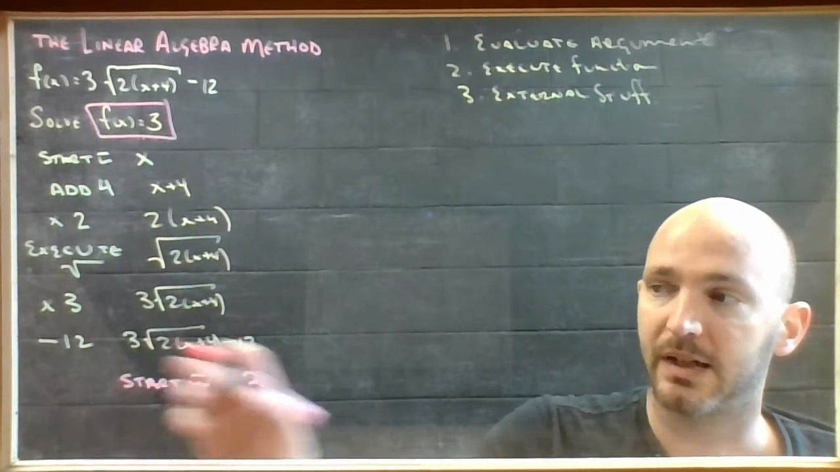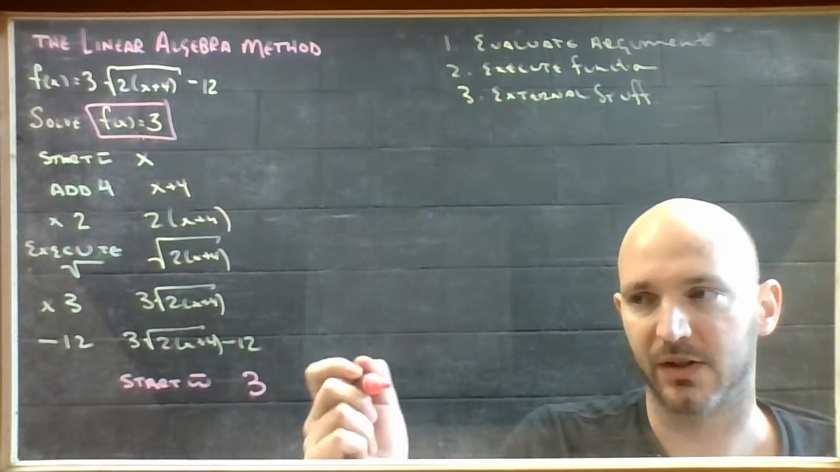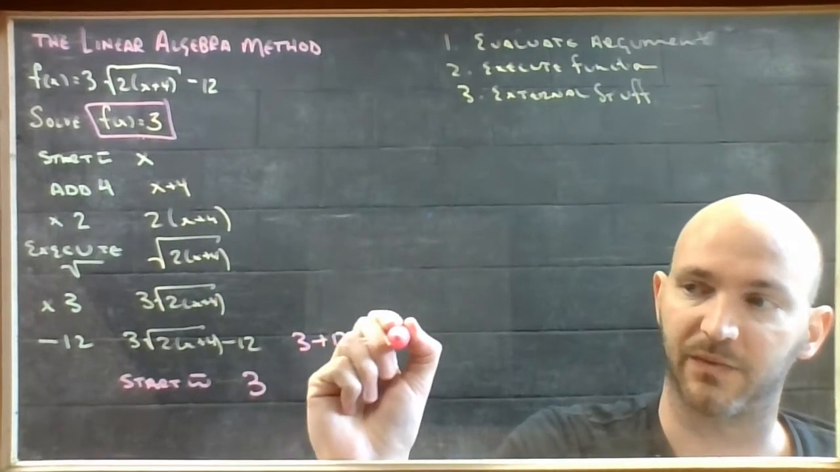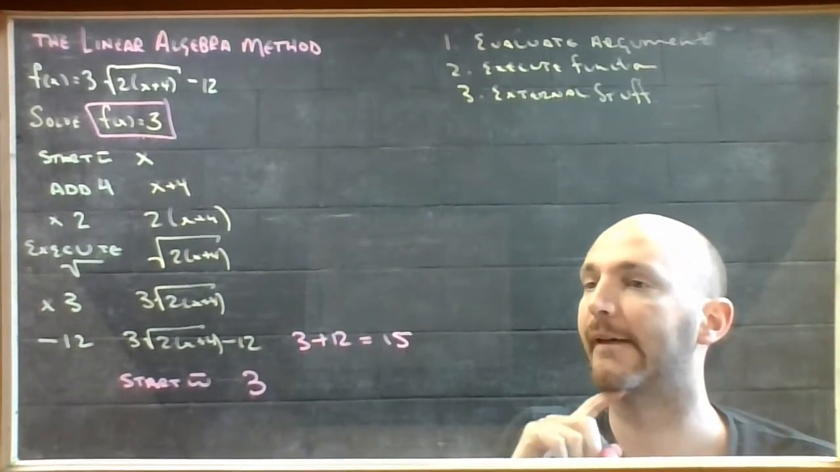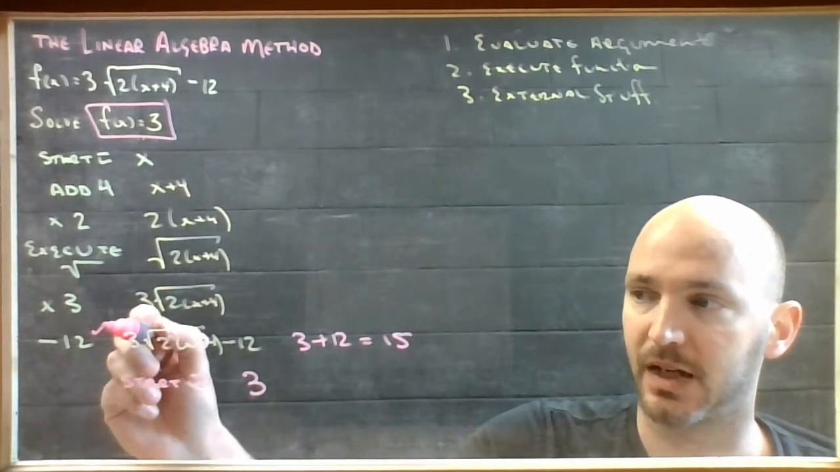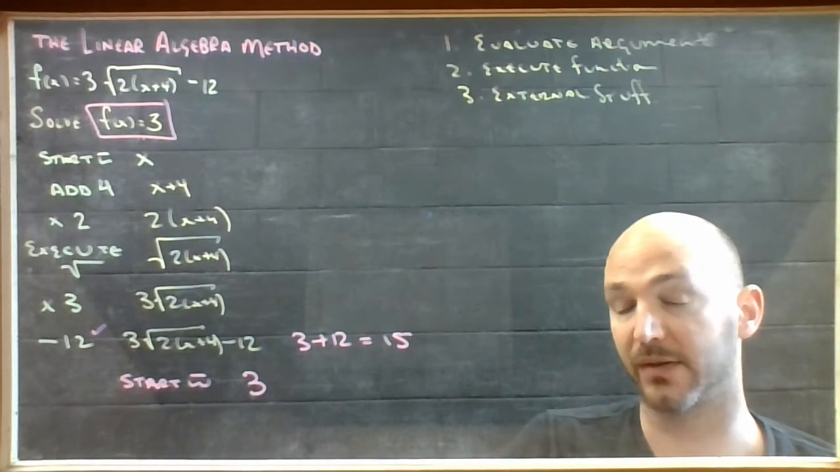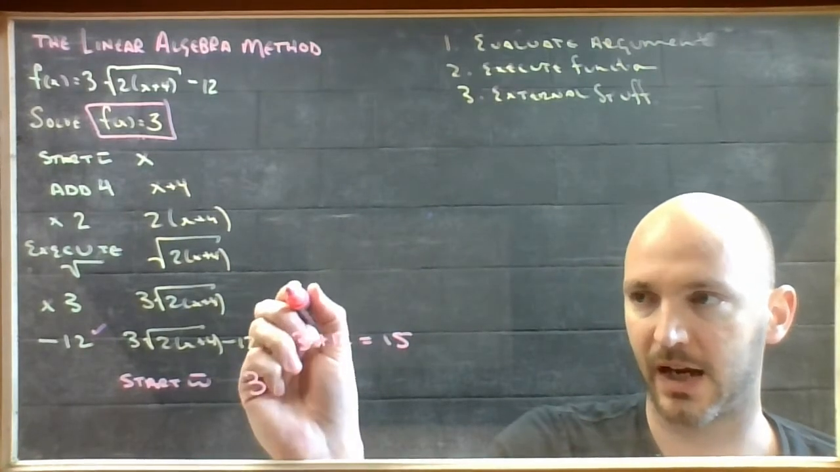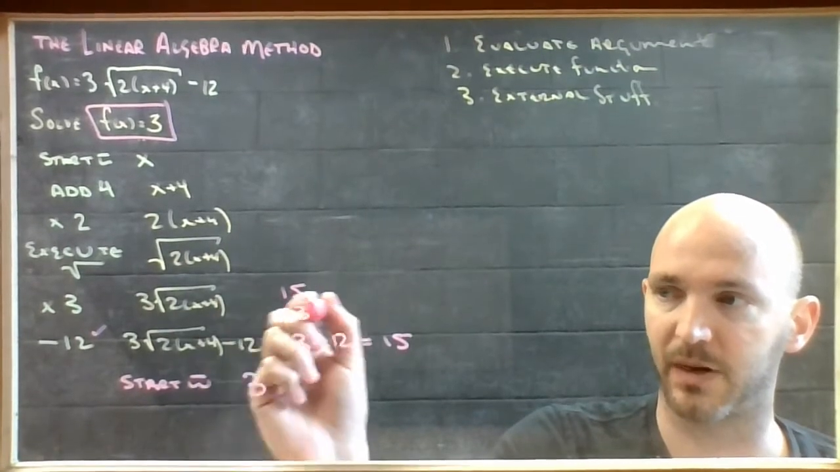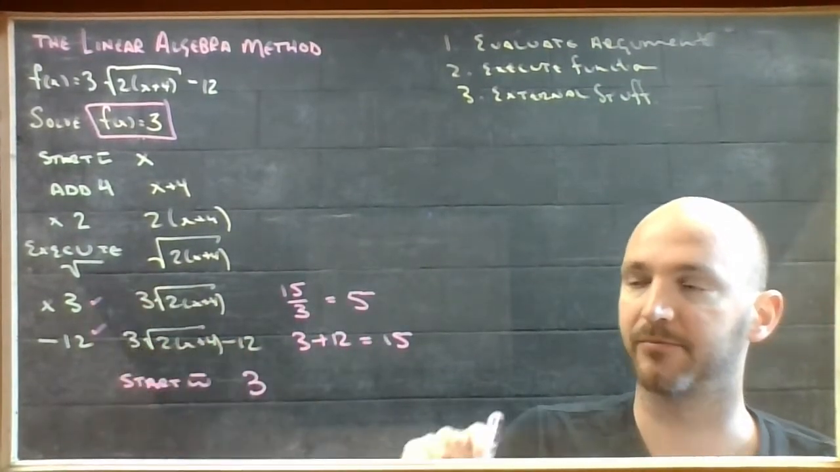Take 3 and undo subtracting 12. Well, if you undo subtracting 12, that's addition. So 3 plus 12 would give me 15. Okay. Now that I have this step done, I have to undo this one. Undoing multiplication requires division. So I'm going to have to take my answer from the last step and divide it by 3, which gives me 5. So that step is done.